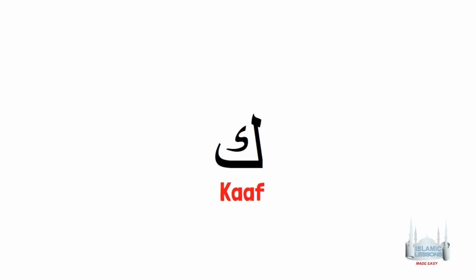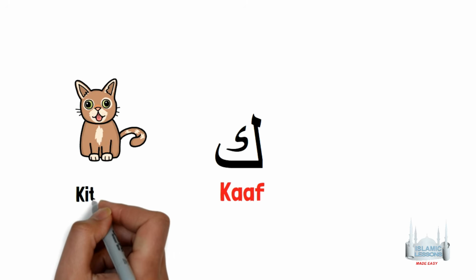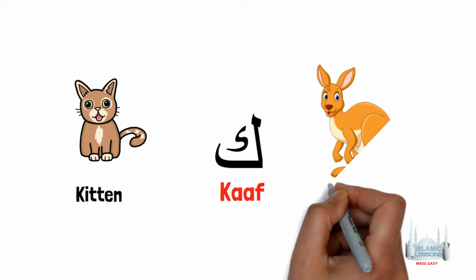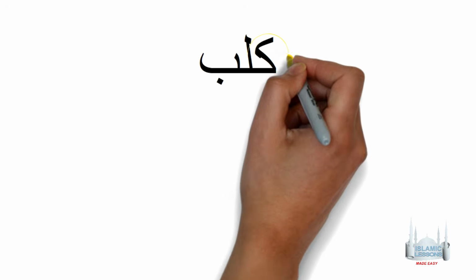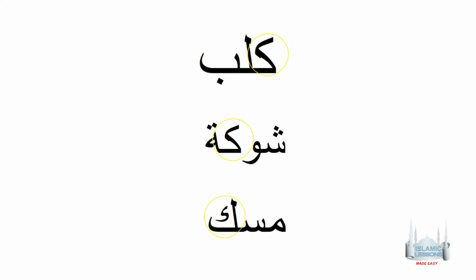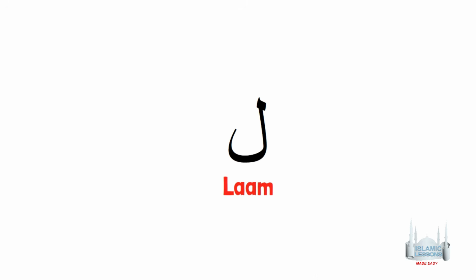This letter is called kaf. Kaf is a light letter. Kaf makes a similar sound in English to the letter K in the word kitten or the word kangaroo. This is what the kaf looks like at the beginning, like this in the middle, and like this at the end of a word.